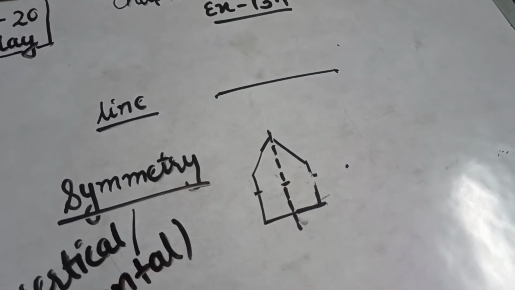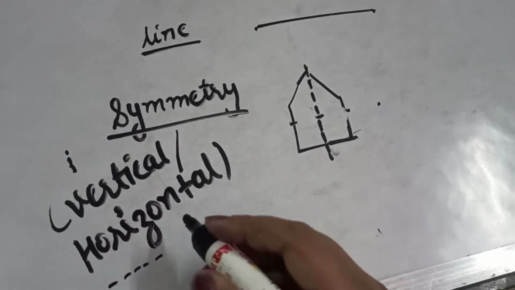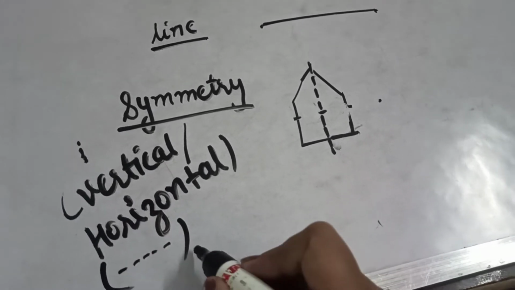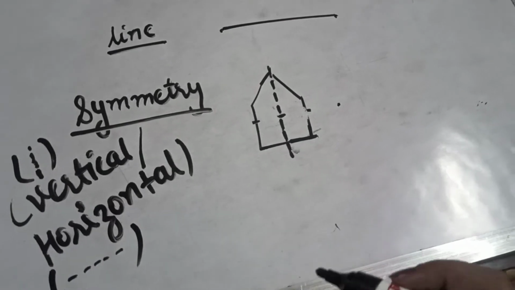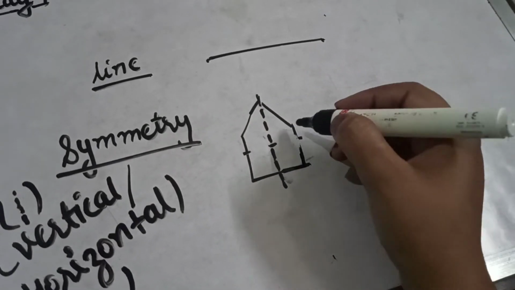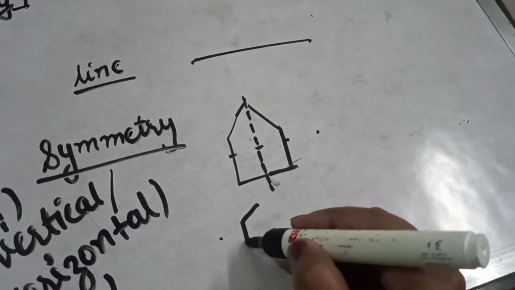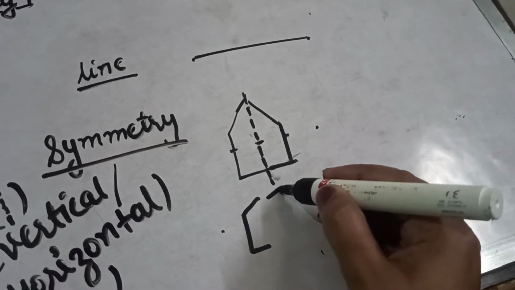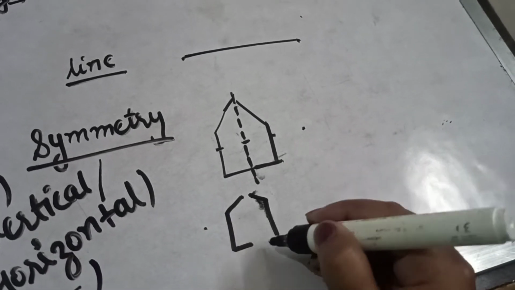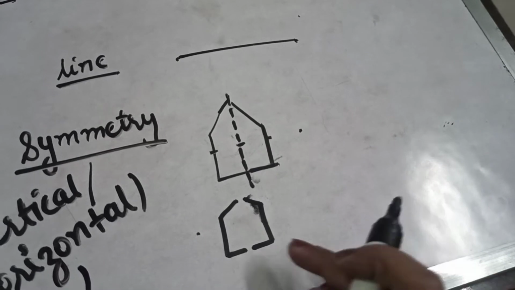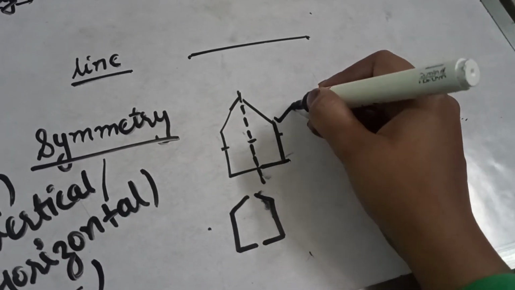vertically. Vertical lines are like this, horizontal lines will be like this. I hope everyone knows these are horizontal and these types of line are vertical. If I draw the line vertically over this figure, it divides the shape like this, in this way, right? Means both the parts are equal. So this is symmetry.